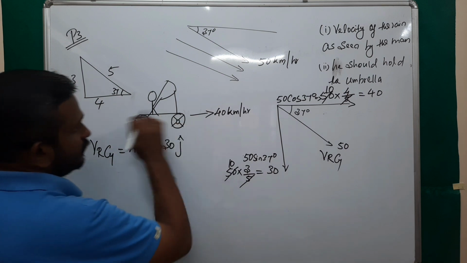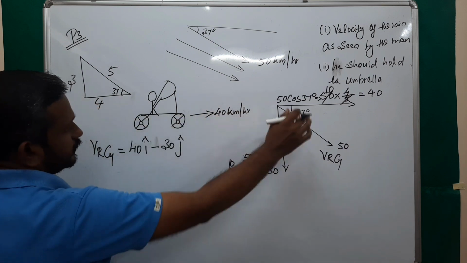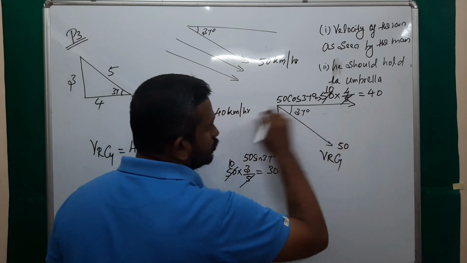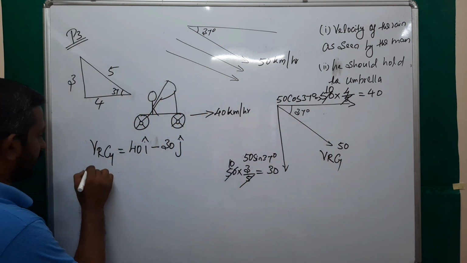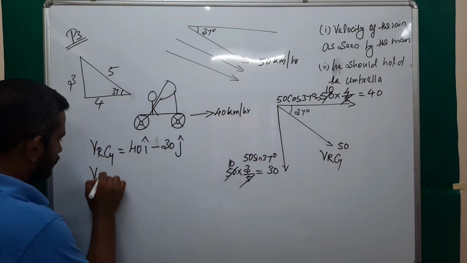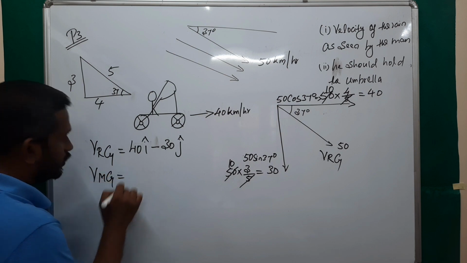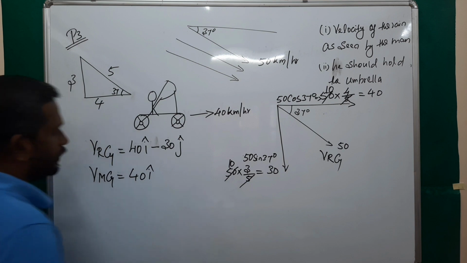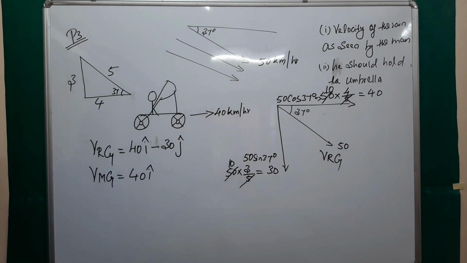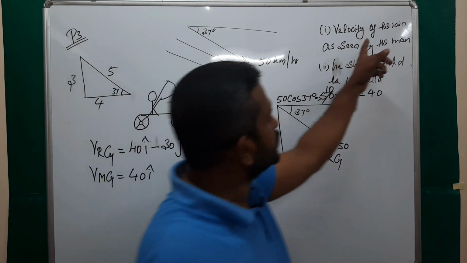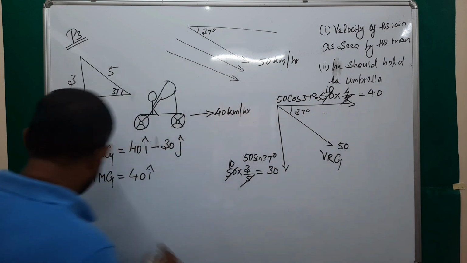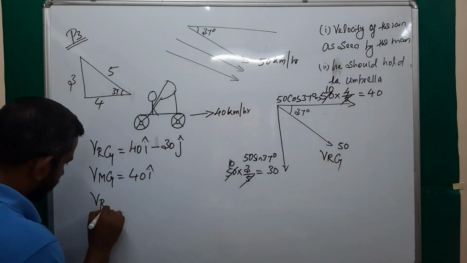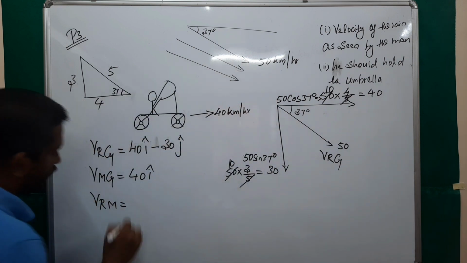The next is the velocity of the man. It is horizontal, moving in the positive x-axis. So the velocity of the man with respect to the ground is 40 i cap. What we have to find is the velocity of the rain as seen by the man.